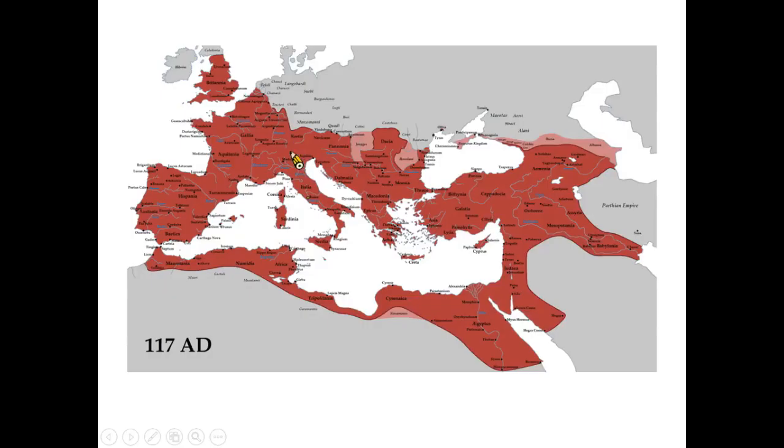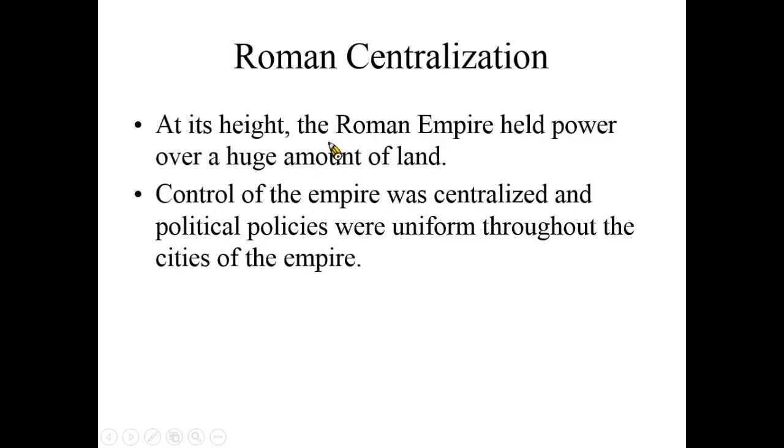If we start with the Roman Empire, we can see that the Romans had a very large and very centralized state. They controlled a very wide expanse of what today is Europe, North Africa, and Western Asia. Roman centralization held control over this huge amount of land, and the empire was not only centralized in Rome, but the political policies were uniform throughout the major cities of the empire.